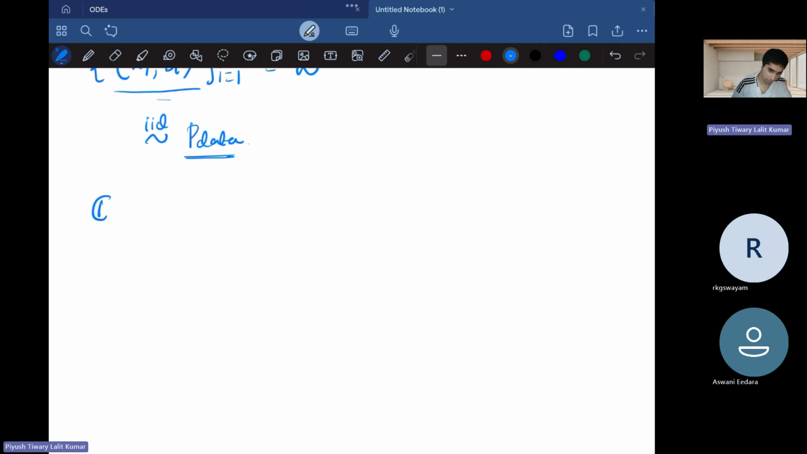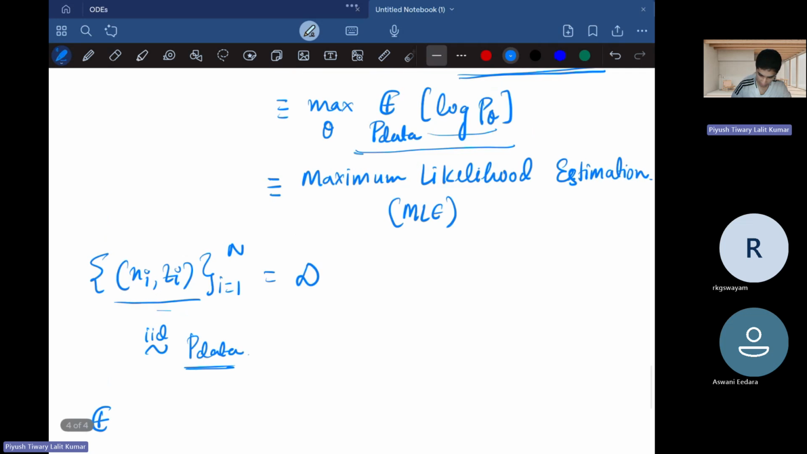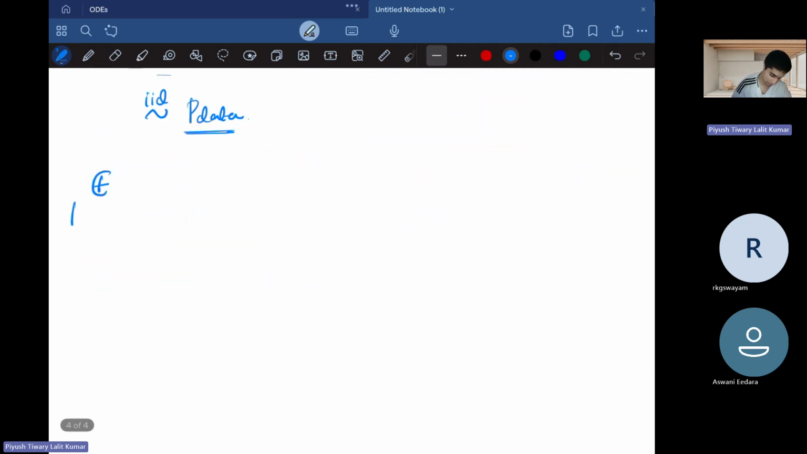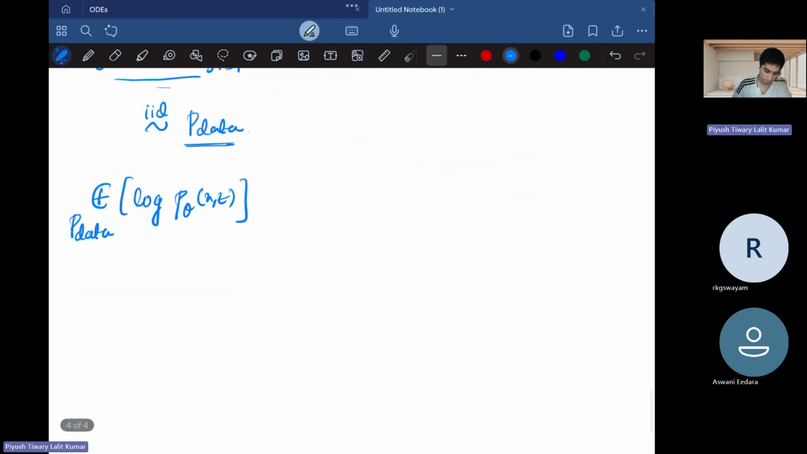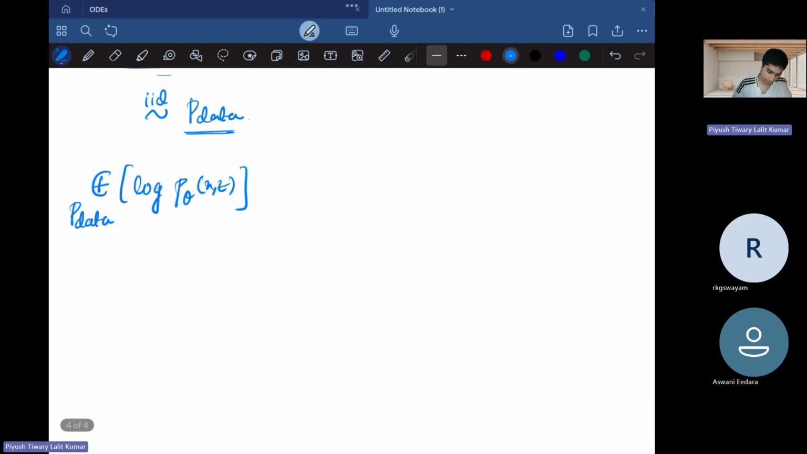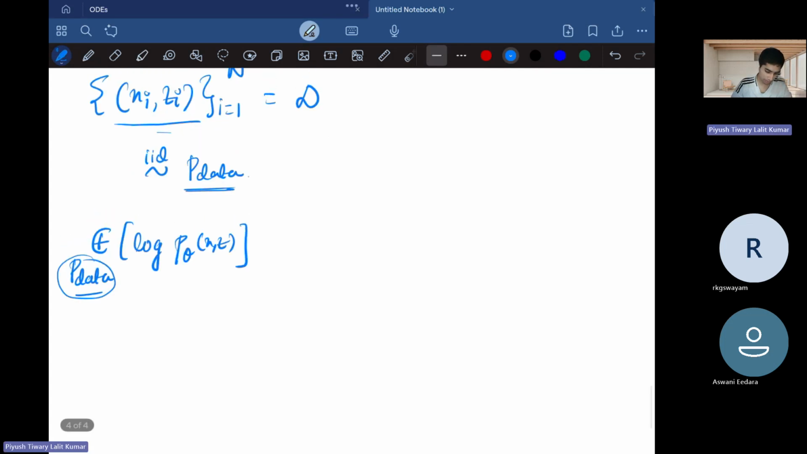So what you are going to do is use this MLE kind of thing. This is the expected value under P data of log P theta of x comma z. This was our MLE objective. Now, whenever you have an expectation under a distribution in machine learning in general, the first thing that should come to our mind is: do we have samples from this distribution or not? In this case, we do have samples from our data set itself.